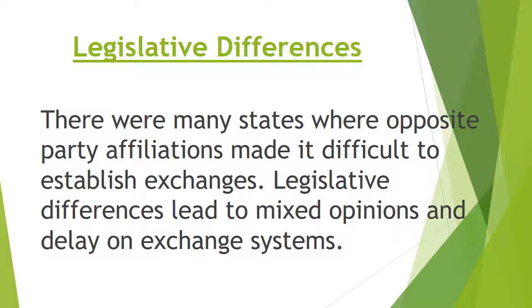There were many states where opposition party affiliations made it difficult to establish exchanges. Legislative differences led to mixed opinions and delay on exchange systems. Some states jumped at the opportunity to implement the ACA. They did so by effectively establishing exchanges under the ACA and refraining from joining lawsuits. This was done by a variety of Democratic-leaning states and one or two Republican states, such as California, where a Republican governor came out and supported the ACA from the very beginning.